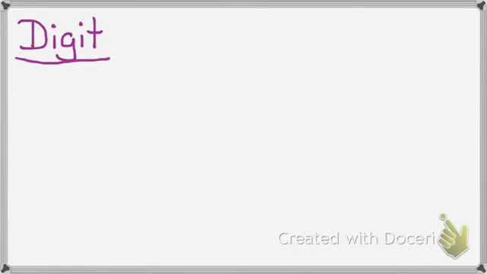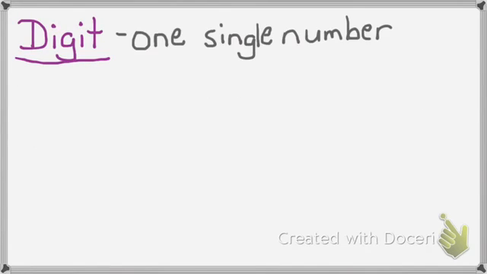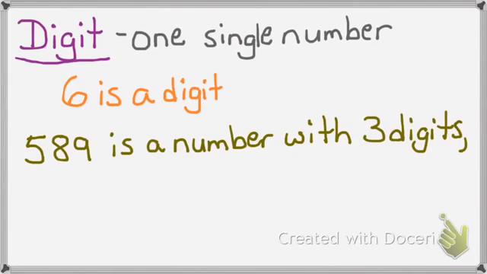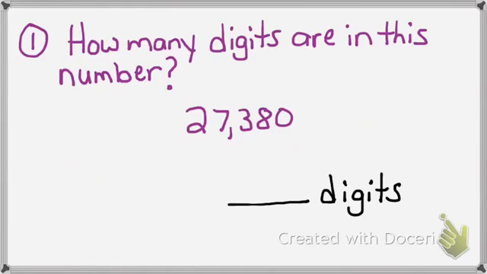And our first vocabulary word today is digit. A digit is one single number. For example, the number 6 is a digit, and the number 589 is a number with 3 digits. The 5 is one digit, the 8 is a second digit, and the 9 is a third digit. So there are 3 digits in the number 589.